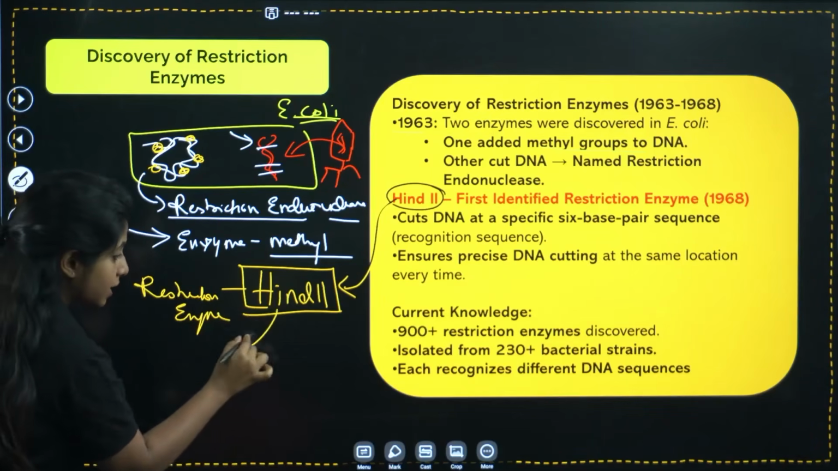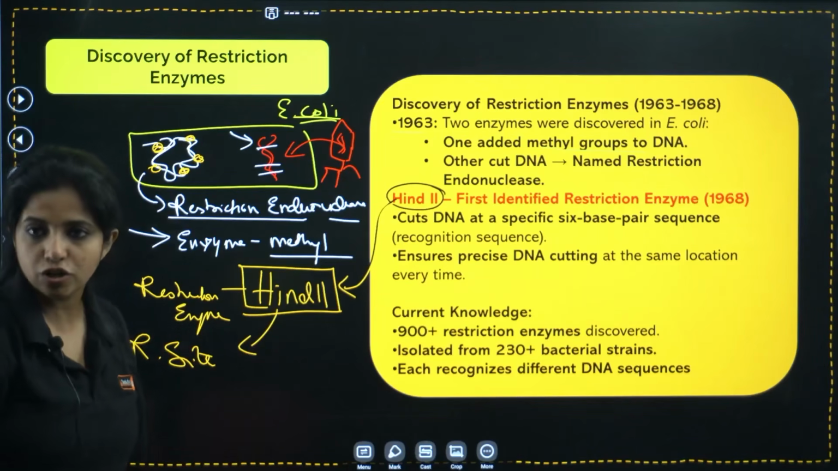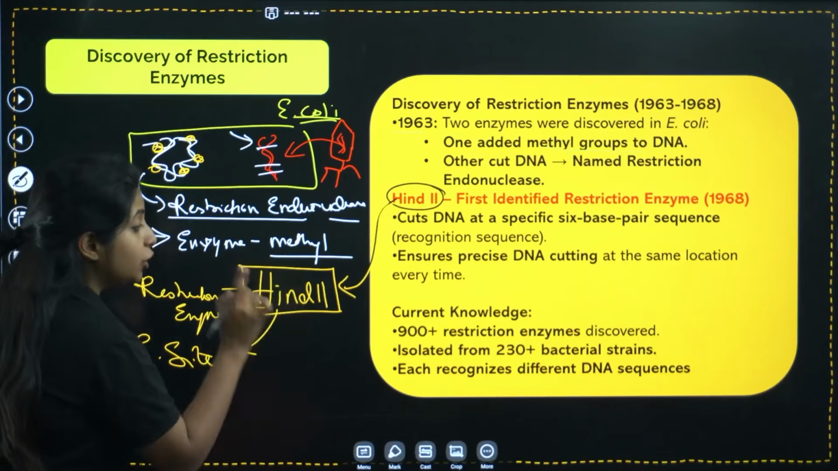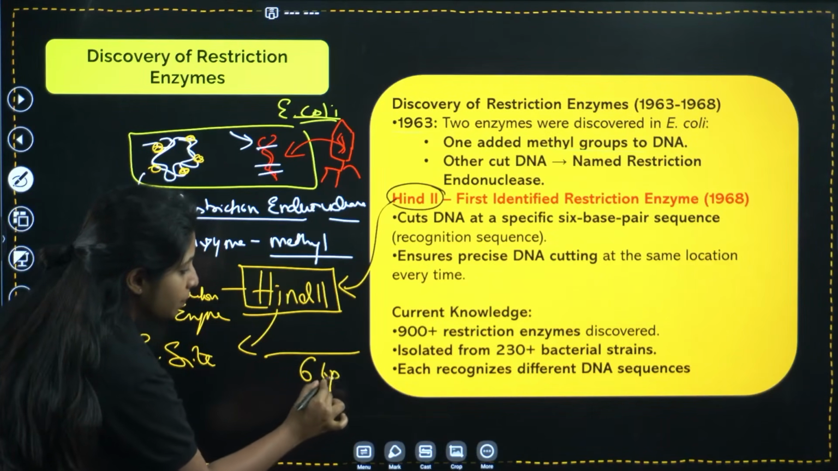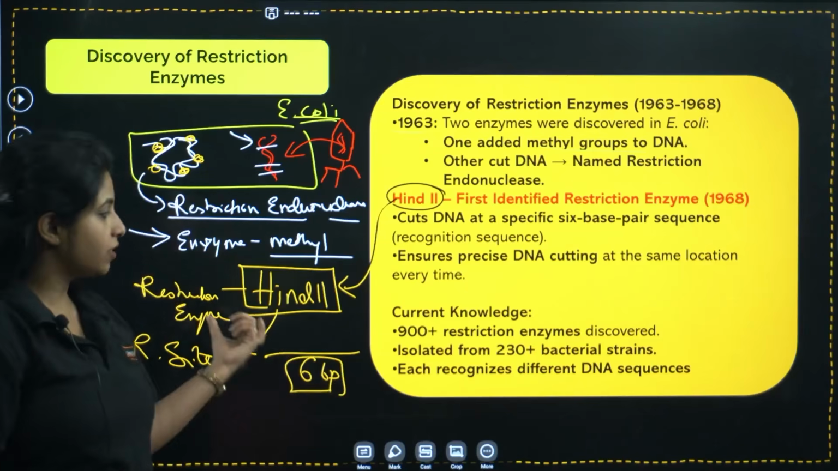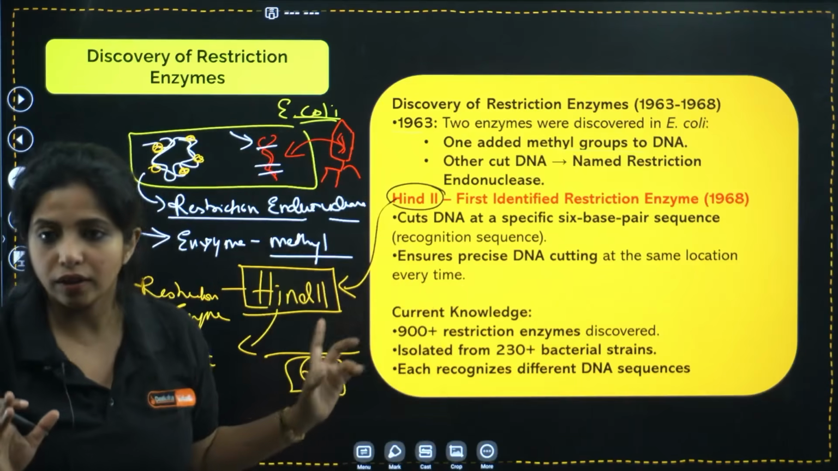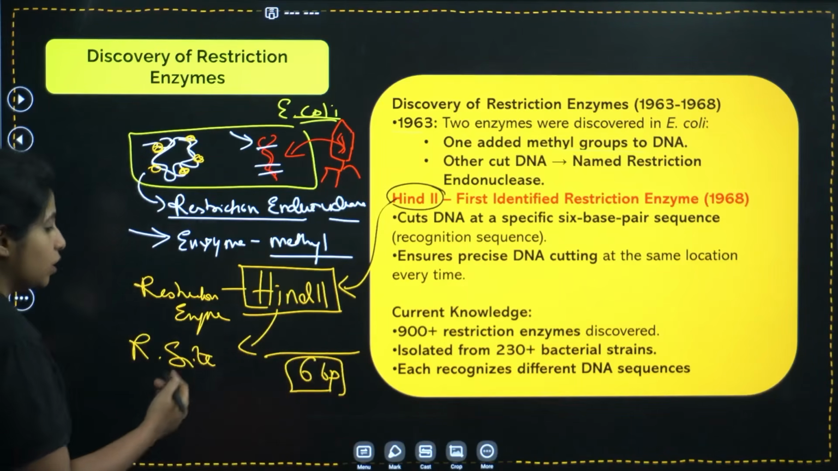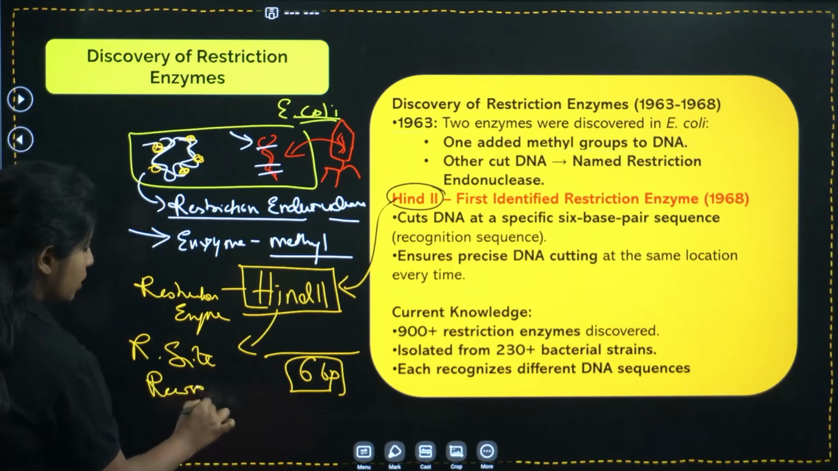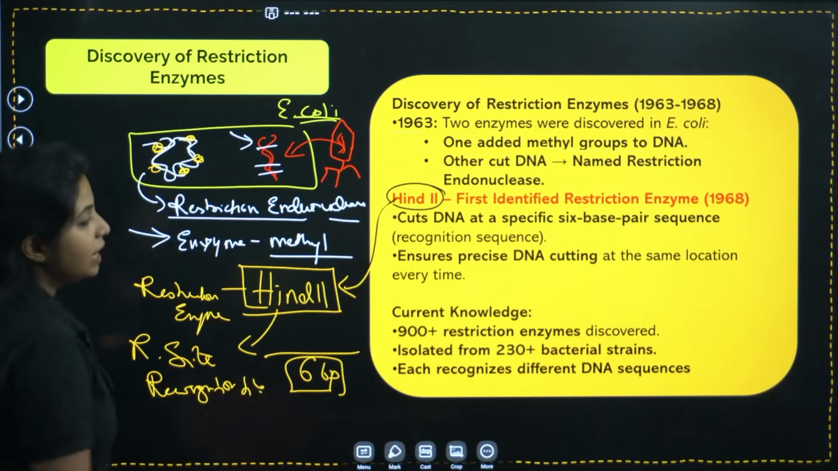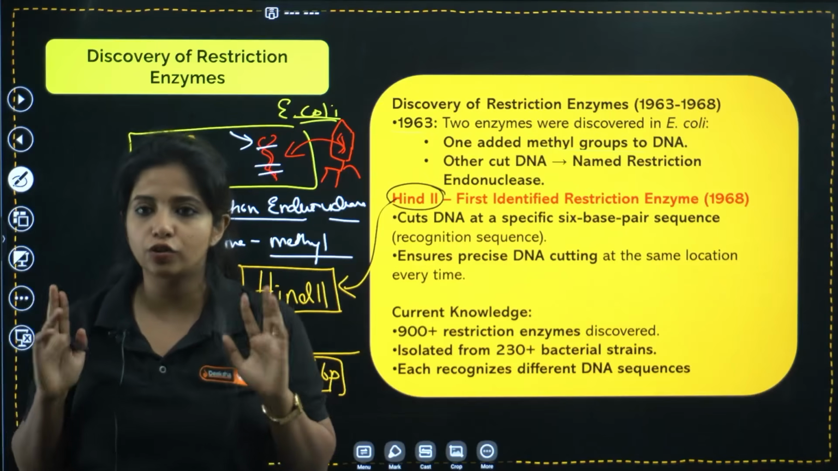So this is the restriction enzyme that you have, and it makes a cut at a specific location. You call this the restriction site. And the restriction site of HindII, my dear children, has how many sequences? It has 6 base pairs. They have not mentioned what the sequences are, but please know there are 6 sequences over here. You also call this the recognition site. So either way you can remember it. It ensures precise DNA cutting at the same location every single time. So only at this particular location will it make the cut.